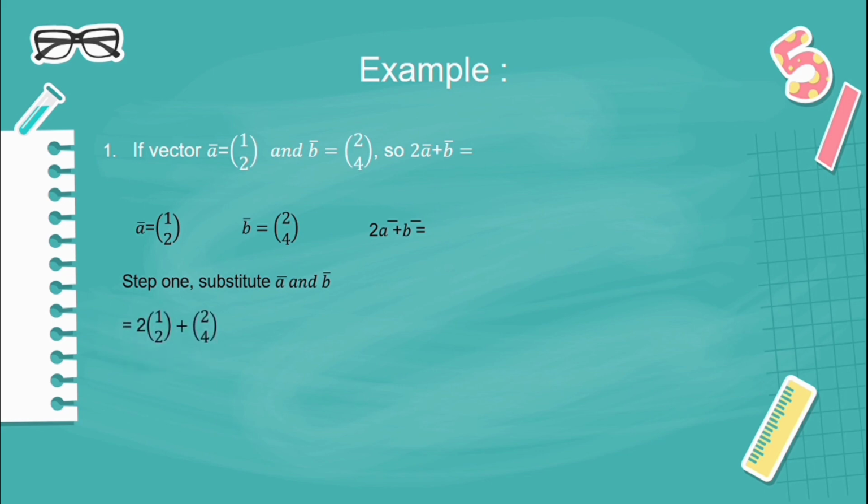So equals 2 multiplied by (1, 2) plus (2, 4). Step 2, add up the two vectors. (2, 4) plus (2, 4). This is the answer from 2 multiplied by 1 is 2 and 2 multiplied by 2 is 4, plus this is b, (2, 4).